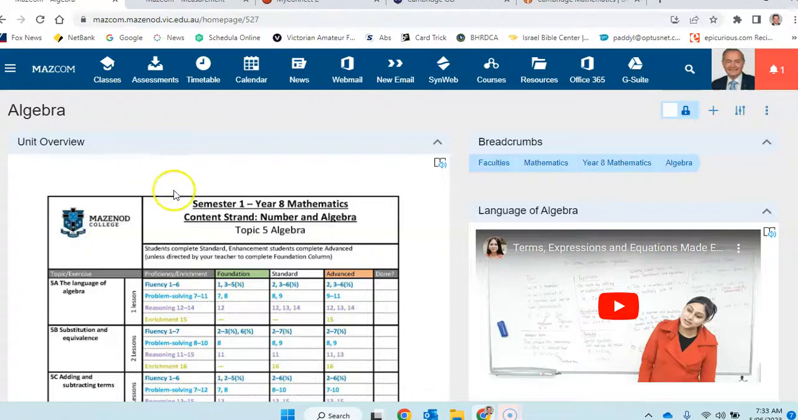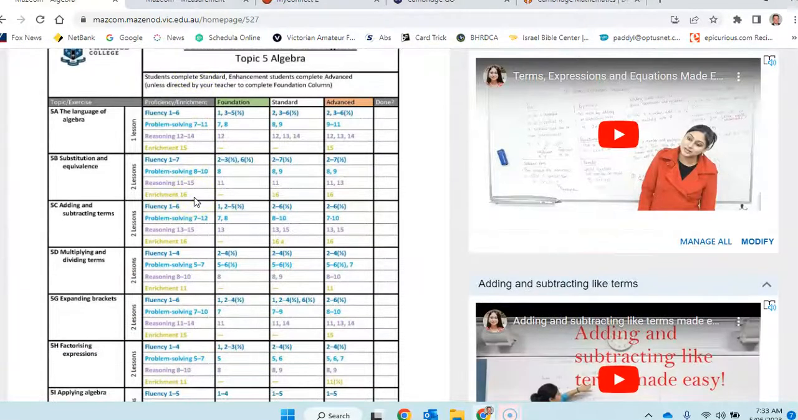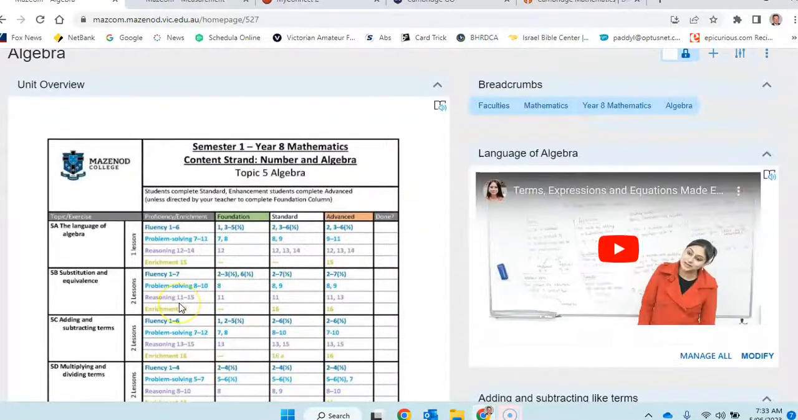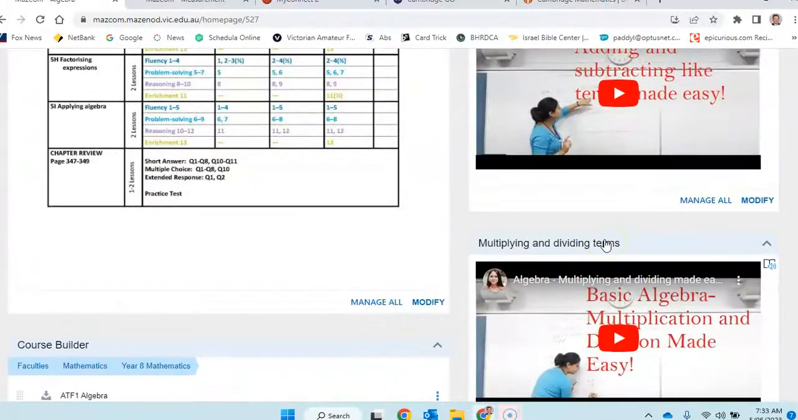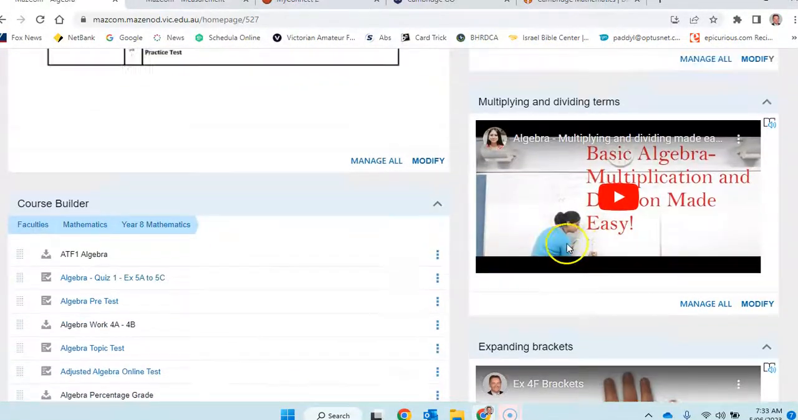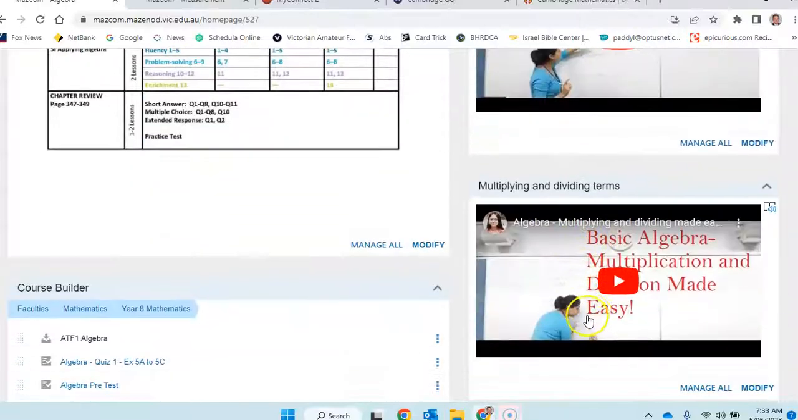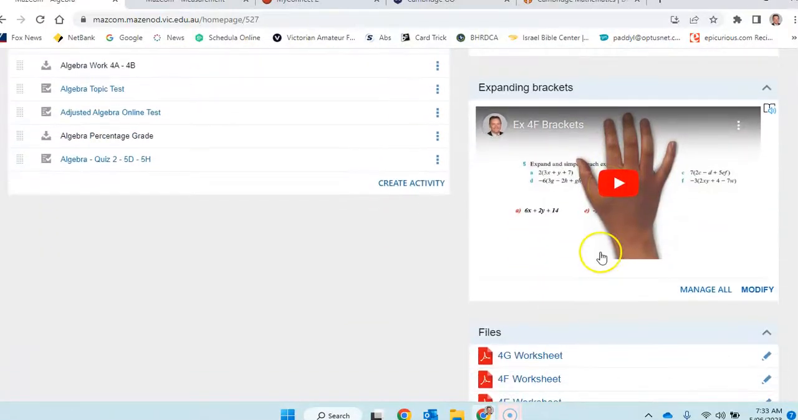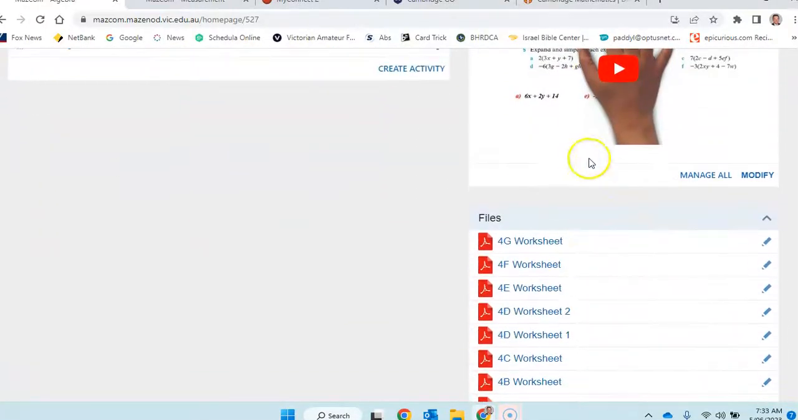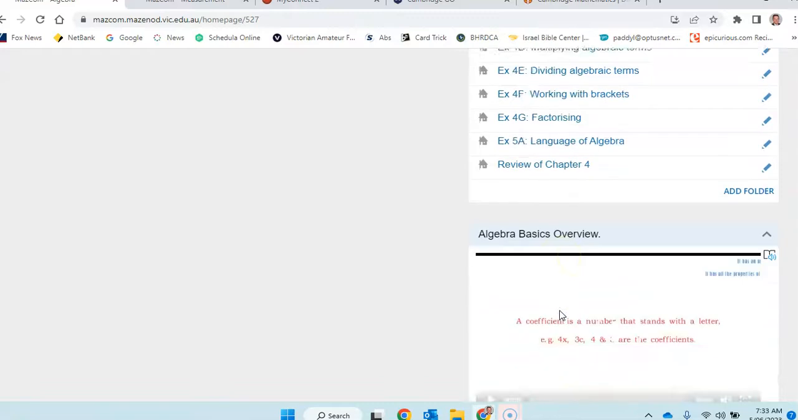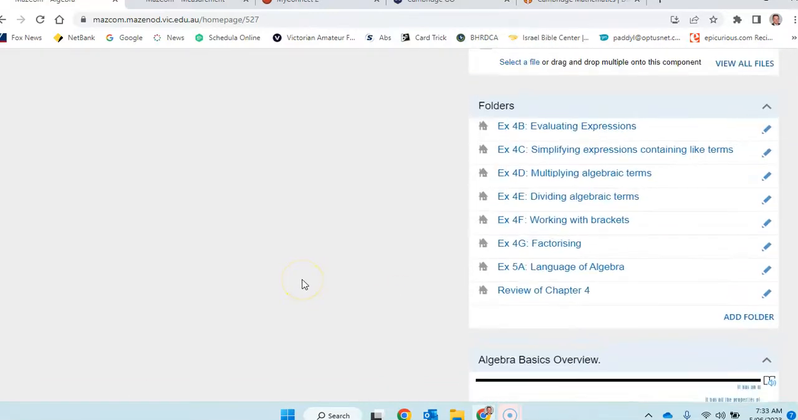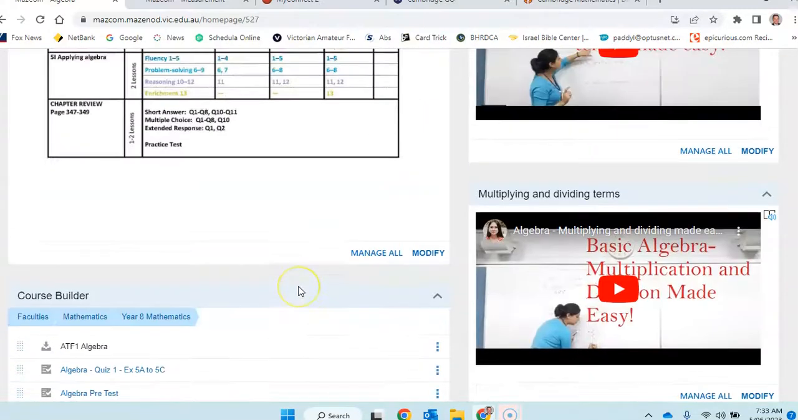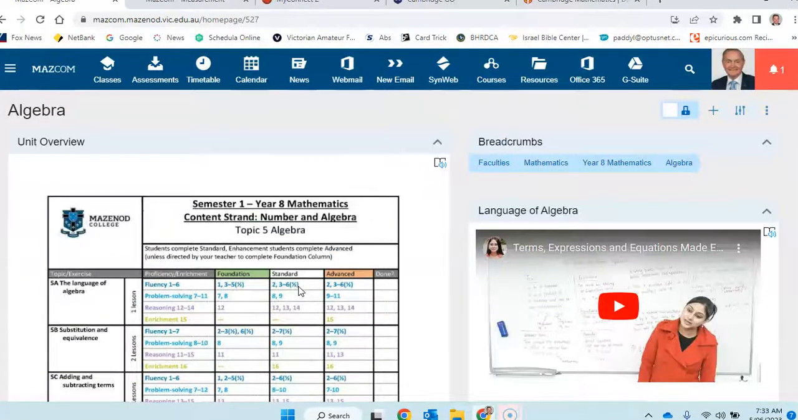It's our algebra test. You can continue on with some revision, making sure you know all the basic terms and how to add and subtract terms, how to multiply and divide terms, how to use them, how to expand brackets, and how to factorise. Those things need to be revised for tomorrow's test.